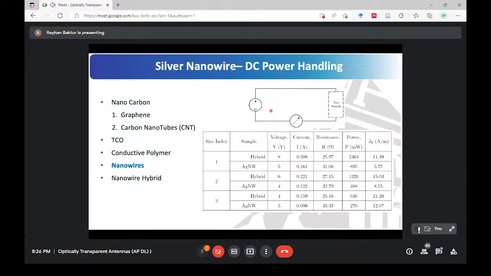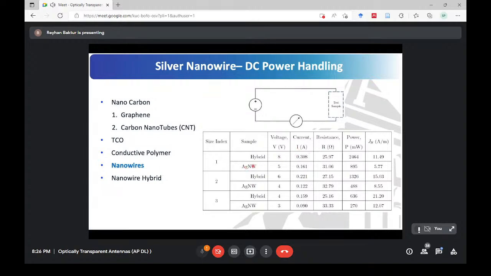And then the next thing, let's look at its power handling capability. So we did just a very basic test. You guys can do it on your own. We just use a DC power supply and we measure current. We just clamp the two ends of a nanowire screen. And you see, it starts to burn down. So yes, when we put this much voltage and this much current, it starts to burn down.